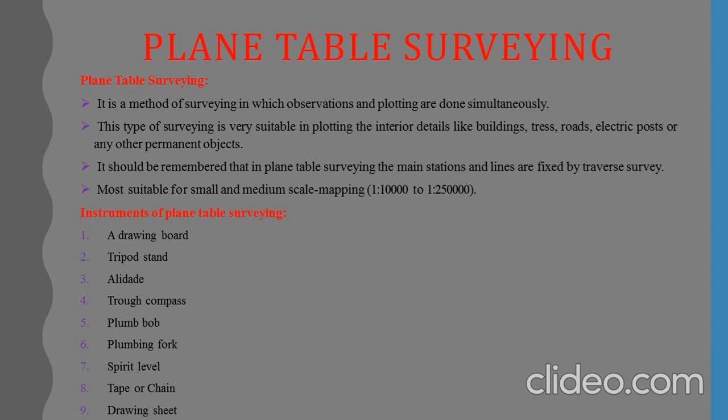This type of surveying is very suitable for plotting interior details like buildings, roads, electrical posts and other permanent objects. It should be remembered that in plane table surveying the main station and line are fixed by traverse survey, and the most important thing is that plane table surveying is suitable for small and medium scale mapping. The instruments required are a drawing board, tripod stand, alidade, trough compass, plumb bob, plumbing fork, spirit level, tape and drawing sheet.